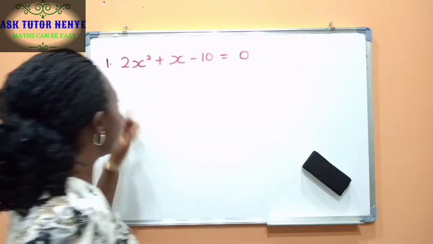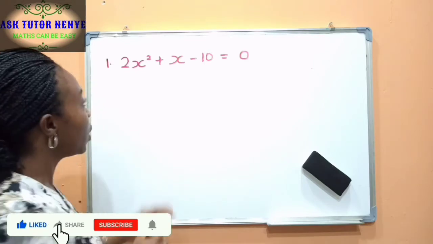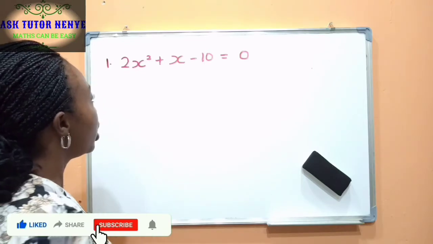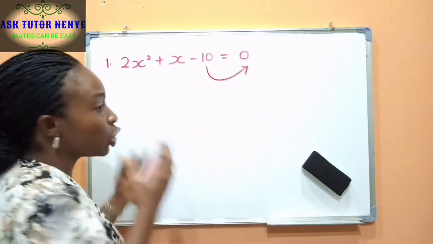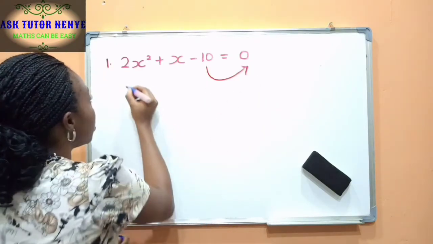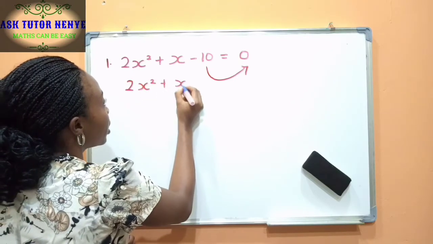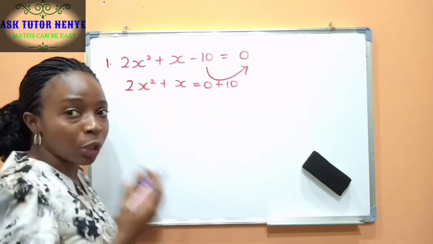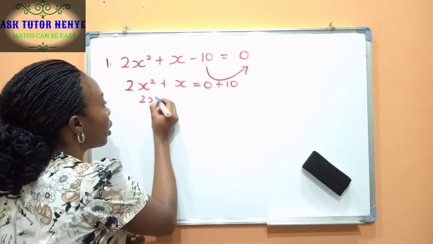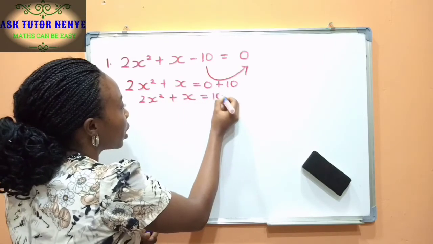When you're given an example like this, how do you go about solving it? The first thing you want to do here is to move this constant to the right hand side. So when we do that, we are going to have 2x squared plus x equals 0 plus 10. Alright, then we are going to have 2x squared plus x equals 10.